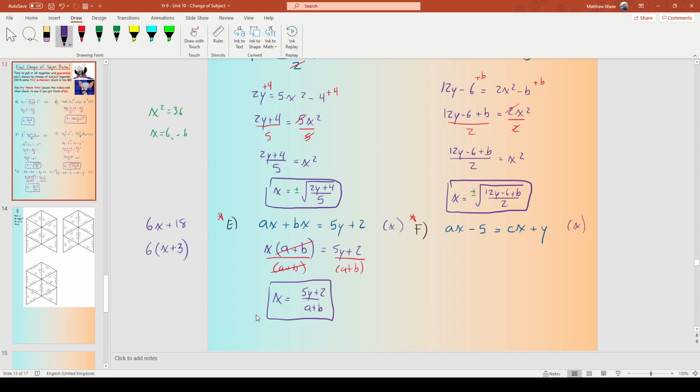Your final challenge of subject challenge from me is going to be this last question. I'm going to tell you what to do, but I want you to do it without me. The x's are on both sides. You can see that there's an ax on this side and a cx on that side. Put all the x's over to the left, put everything that's not an x over to the right, factorize, and solve. Are you ready? Go.